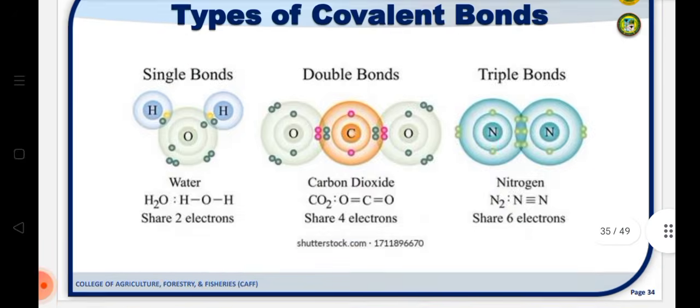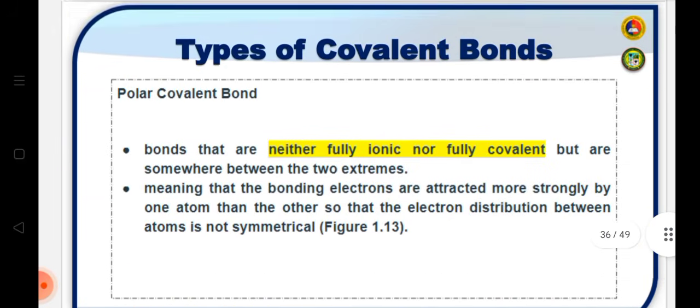Okay. Then we also have types of covalent bond. They can form single bonds, double bonds, or triple bonds. In single bonds, 2 electrons are shared. In double bonds, 4 electrons are shared. In triple bonds, 6 electrons are shared.